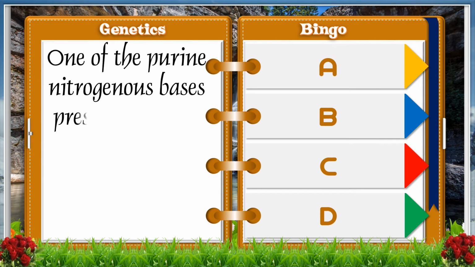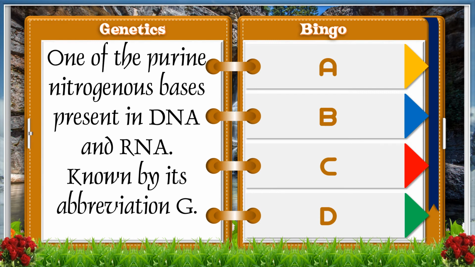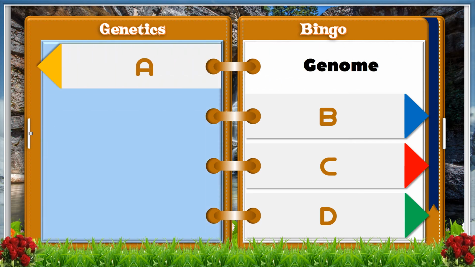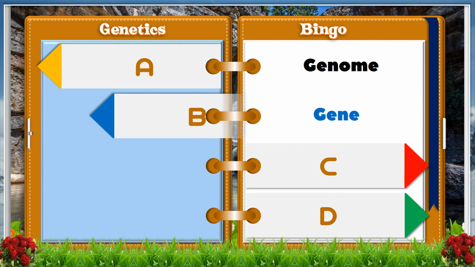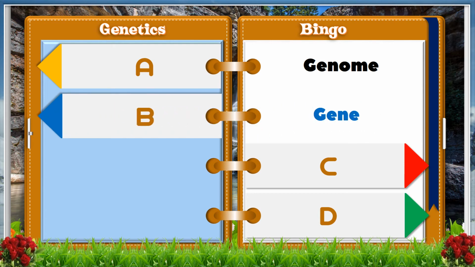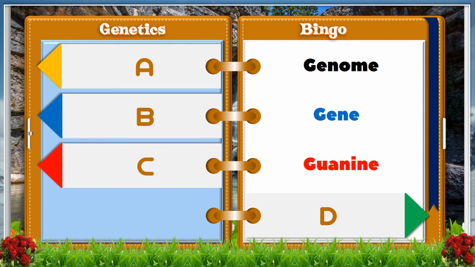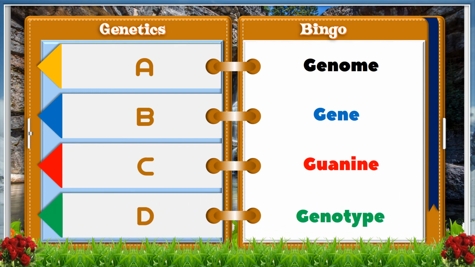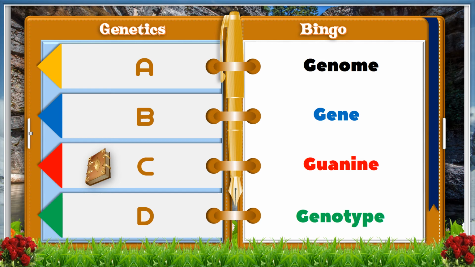One of the purine nitrogenous bases present in DNA and RNA, known by its abbreviation G. A. Genome. B. Gene. C. Guanine. D. Genotype. And the answer is C. Guanine.